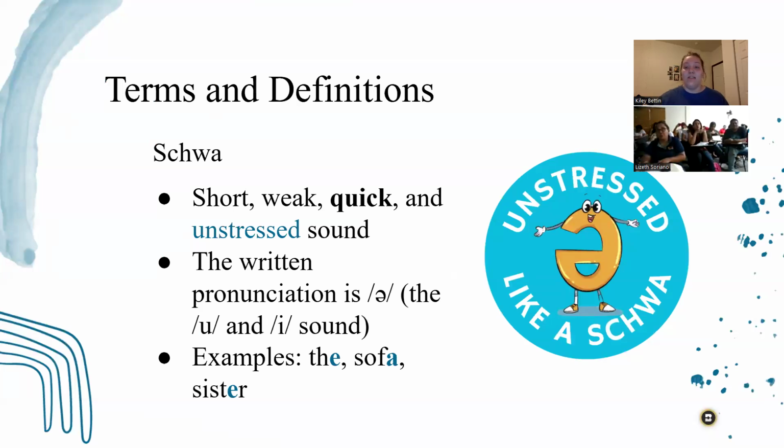That ending E, we don't say it, we quickly skip over it, which is why it's "the." And then that next word is sofa. That A at the end is going to make that sound, making that schwa. And then that last example I have is sister. We quickly just briefly say it, sister. So that E really doesn't make the sound because we just quickly say it.